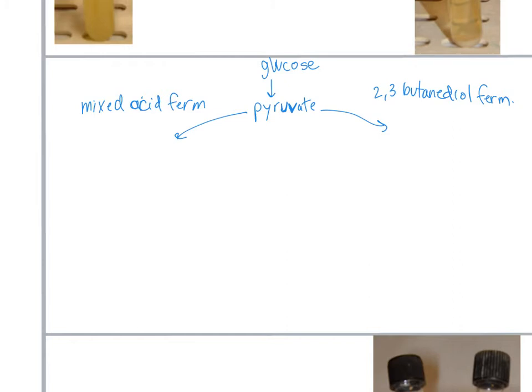They don't do both. So if they do a mixed acid fermentation pathway, I'm not going to go through that whole pathway, but the end products, like you may suspect, are lots of different acids. So we get things like lactic acid, formic acid, succinic acid, and acetic acid.